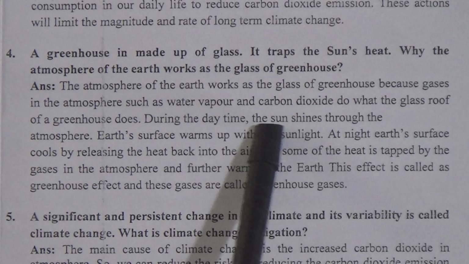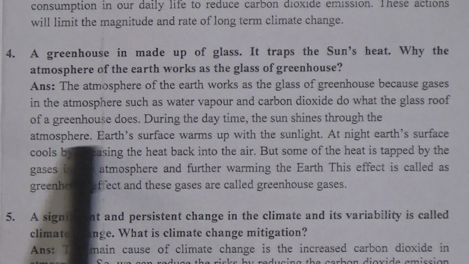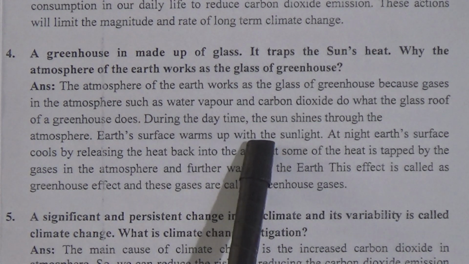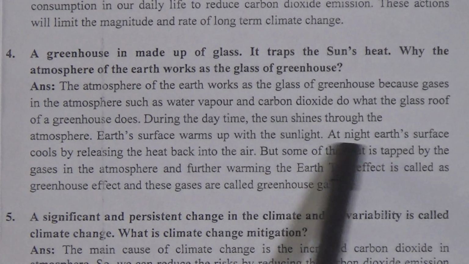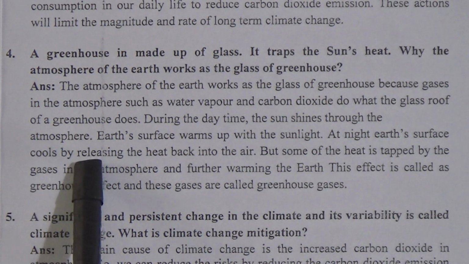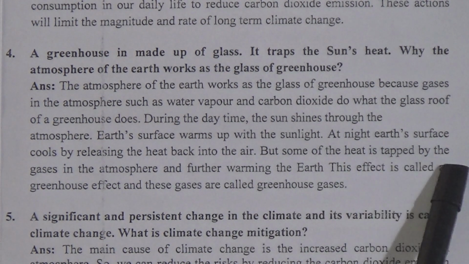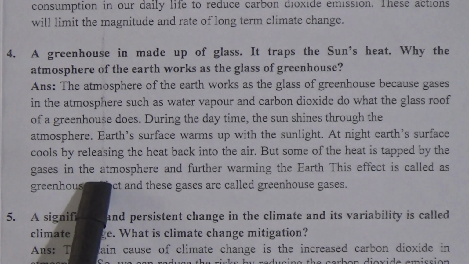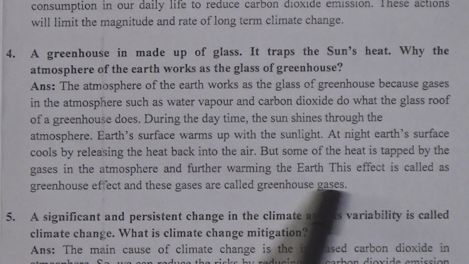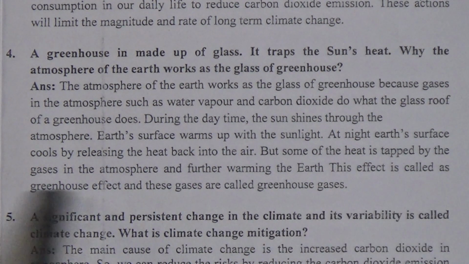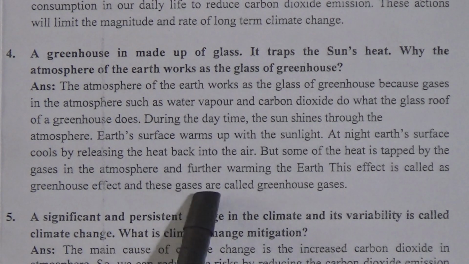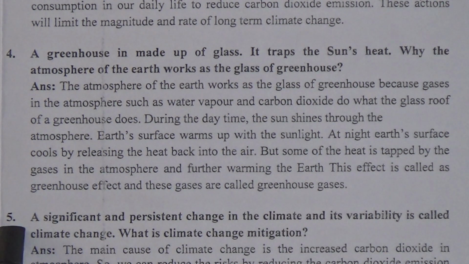During the daytime, the sun shines through the atmosphere. Earth's surface warms up with the sunlight. At night, Earth's surface cools by releasing the heat back into the air, but some of the heat is trapped by the gases in the atmosphere and further warms the Earth. This effect is called greenhouse effect, and these gases are called greenhouse gases.